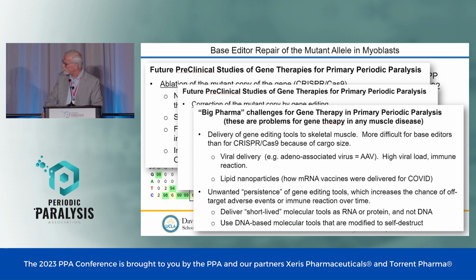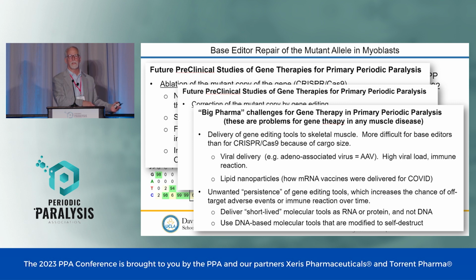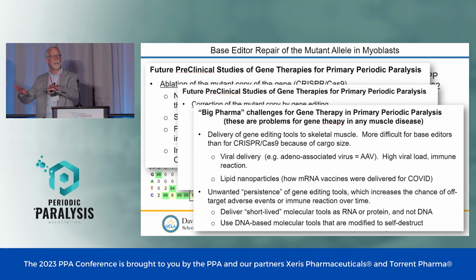And then the last thing I want to mention is that these tools work well. They can be specific, but you have to think about once you deliver them to the cell, how long are they going to hang around? Because you want them to be long enough to do the gene editing, but the longer they're there, the greater the chance some deleterious thing will happen, that you'll eventually develop immunity against it, it may have an autoimmune reaction, or you'll accidentally begin to make inappropriate edits and cuts. So there are new technologies that are being developed to literally make self-destructing gene editing tools. They go in, they do their job, and then they self-destruct.